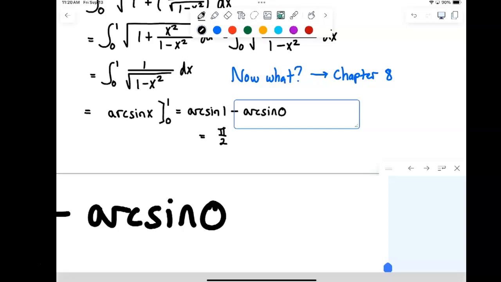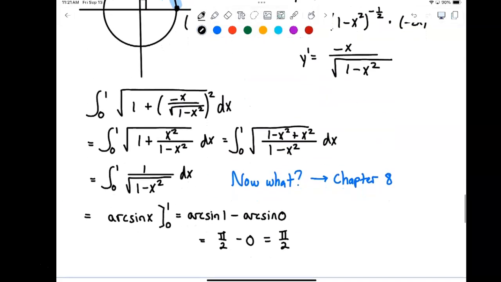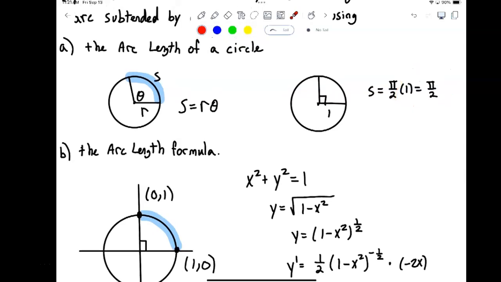And then what angle gives me a sine of 0? And we say to ourselves, well, that would be 0. Arcsine of 0 is 0. Pi over 2 minus 0 finally is pi over 2, which does agree with our original way of doing the problem. Much, much easier with simple circular arc length.